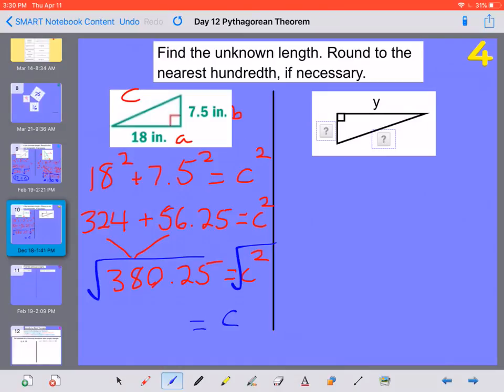So the square root of 380.25 is going to give us 19.5. Now this next problem, our numbers didn't show up for some reason on this program, so I want you guys to try that one on your own. It should pop up on your screen, your notes, because we printed those out.